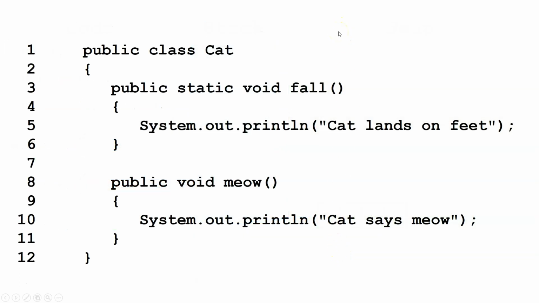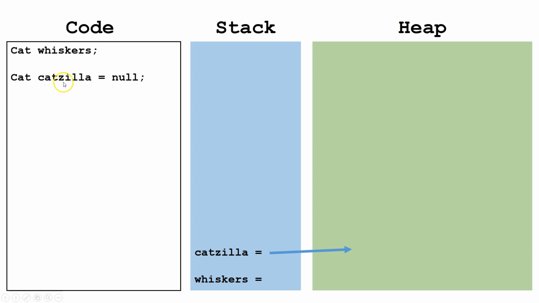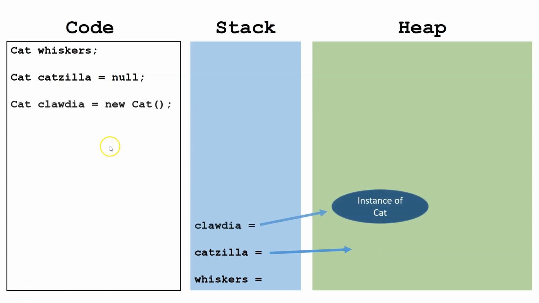Let's look at this class we're going to use for our next example. We have public class Cat, we have a static field fall, and we have a non-static field meow. We're going to write some more code with local variables. Here we are declaring a variable whiskers of type Cat and leaving it uninitialized. Next, we are declaring a variable catzilla of type Cat and setting it equal to null. So there is a pointer, but no object that it is pointing to. Third, we are declaring a variable Claudia of type Cat and having it point to a new object on the heap that we just created.